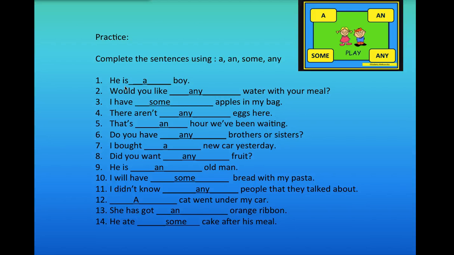He ate some cake after his meal. Cake is uncountable, so we're going to use the word some. There's some milk in the fridge. Milk, again, is uncountable, so we're going to use some.